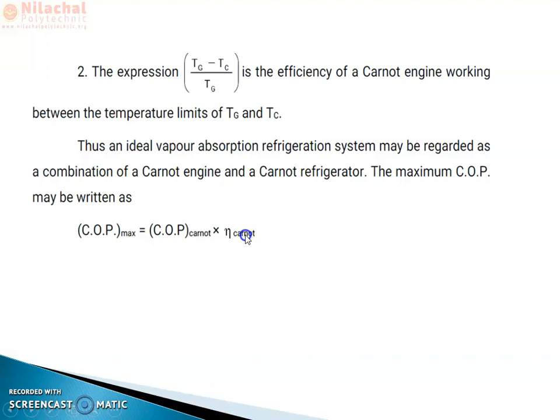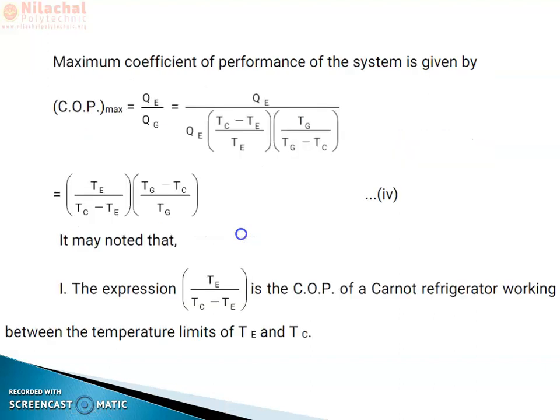So finally you are getting COP max is equal to COP of the Carnot refrigerator into the efficiency of the Carnot heat engine. This expression will be helpful to you to solve problems. So COP max is equal to Te by (Tc minus Te) into (Tg minus Tc) by Tg.